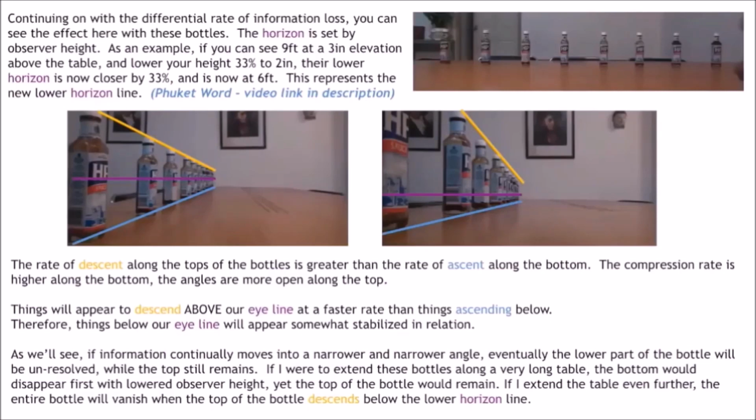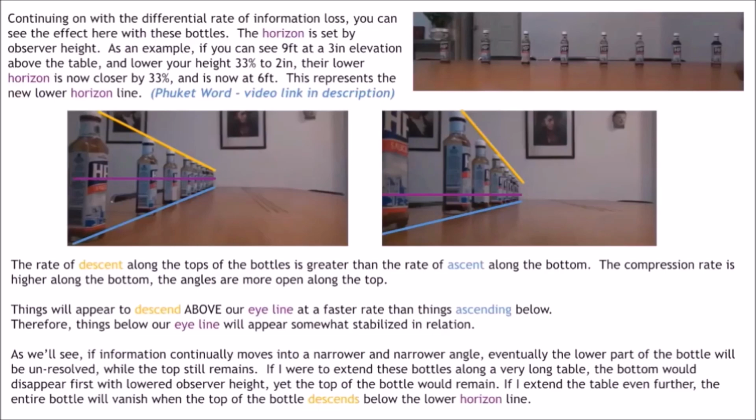So continuing on with the differential rate of information loss, you can see the effect here with these bottles. The horizon is set by the observer height. So as an example, if you can see 9 feet at a 3-inch elevation above the table, and you lower your height 33% to 2 inches, the horizon is now closer by 33% and is now at 6 feet. And this represents the new lower horizon line.